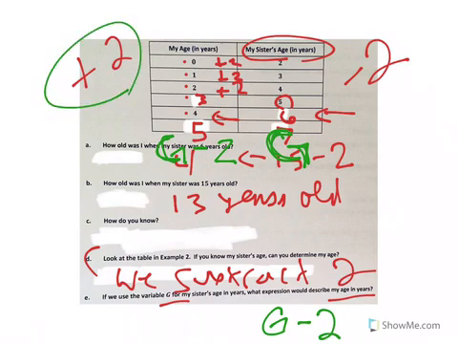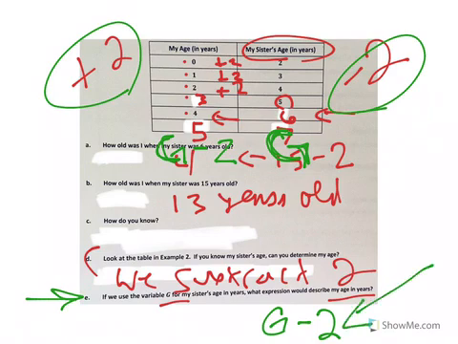So the pattern I originally saw was plus 2. But when I started reading the questions, I noticed they're asking me, based on her age, how old I am. So we're actually subtracting 2. Both ways you get the right answer. But if they're asking you to write a variable for your sister's age, you have to know that your age is that minus 2.